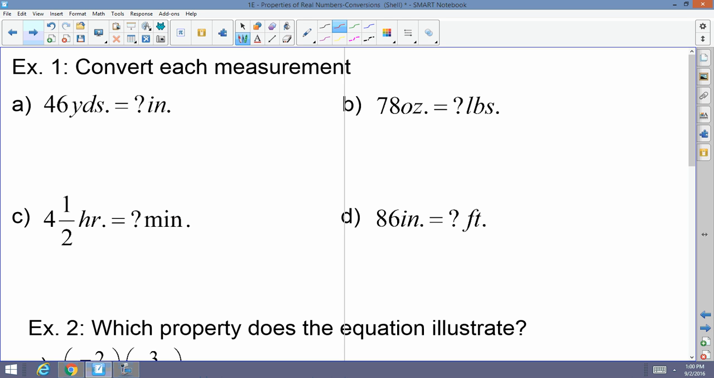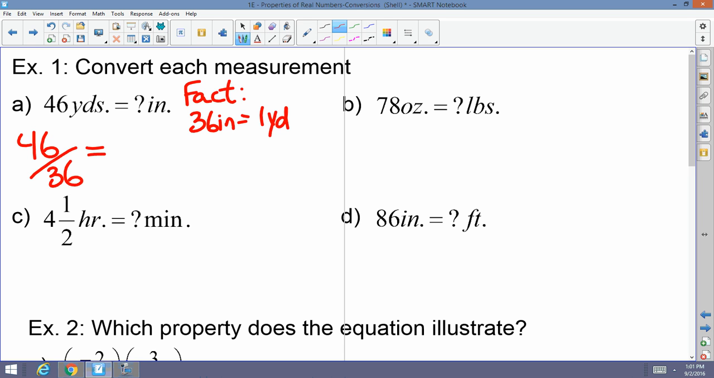Let's convert each measurement. I have 46 yards and I want to turn them into inches. Well, first of all, always know your facts. And the fact here is that 36 inches equals 1 yard. So clearly yards are larger than inches. So if I'm going from large to small, I am going to divide. So 46 divided by the fact that there are 36 inches in every yard will give me, I'm sorry, I'm wrong. I'm going from large to small, so I must multiply. See what happens when you don't pay attention? You must multiply.